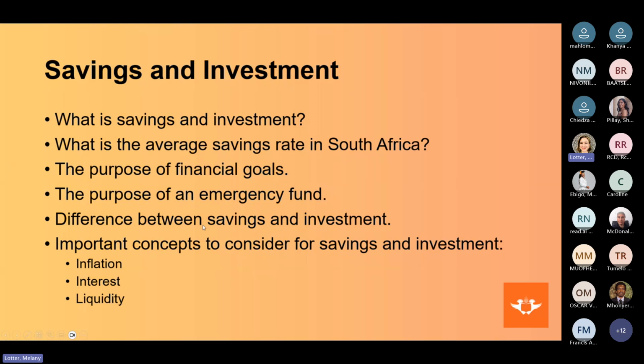When we look at savings and investments this morning, we are going to look at what savings and investments are, and what the difference between them is. A lot of people use the terms interchangeably, but there is a difference. We will also look at the average savings rate in South Africa, the purpose of financial goals, the purpose of an emergency fund, the difference between savings and investments, and then important concepts we need to understand: inflation, interest, and liquidity.